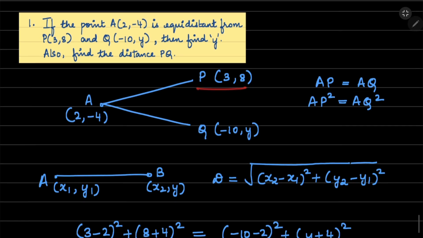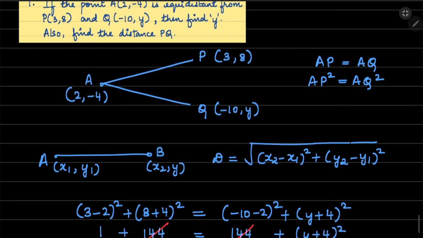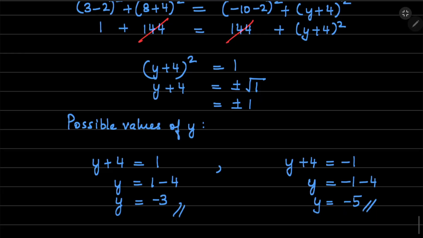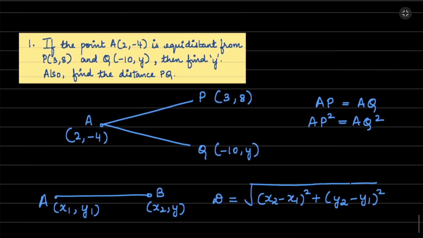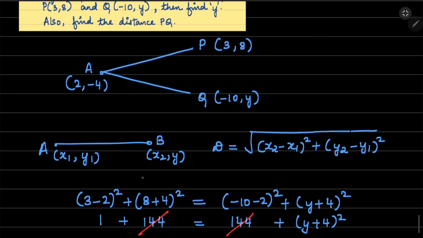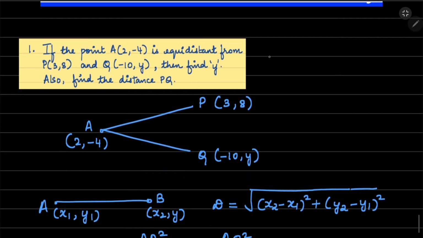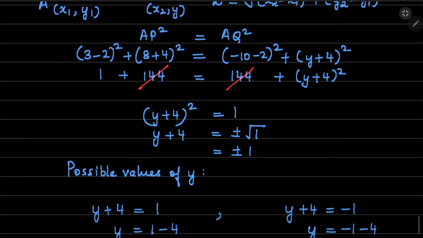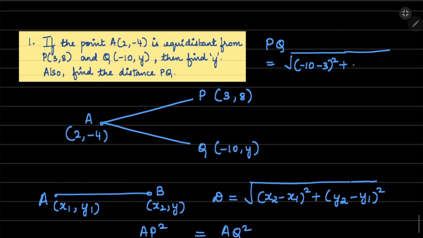So what is the distance? P is nothing but 3, 8. Right? So you can write on here. Let me erase this and I'll write it here. Okay, AP square equal to AQ square. Okay, so the distance between P and Q will be equal to, again, square root of minus 10 minus 3 the whole square plus, suppose if your y is minus 3, right? So you can take minus 3 minus 8 the whole square.